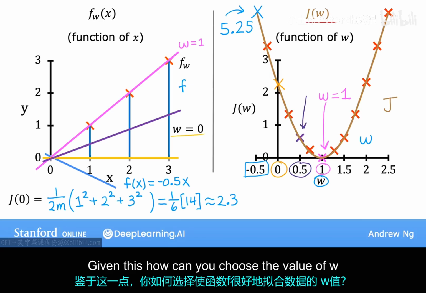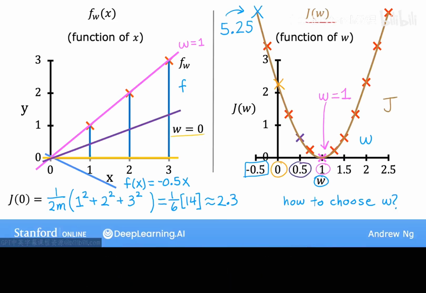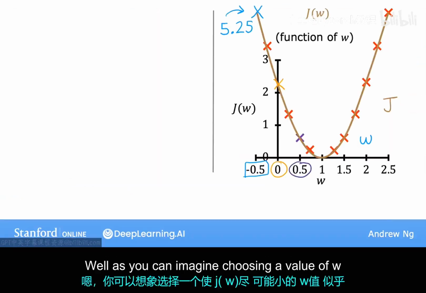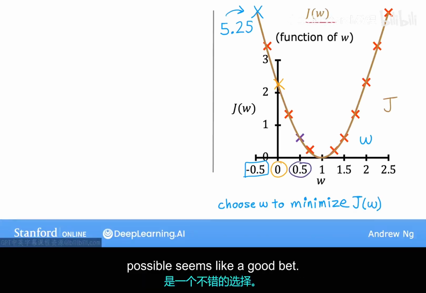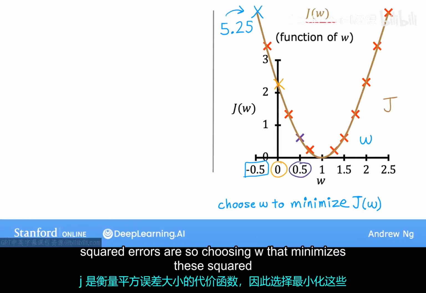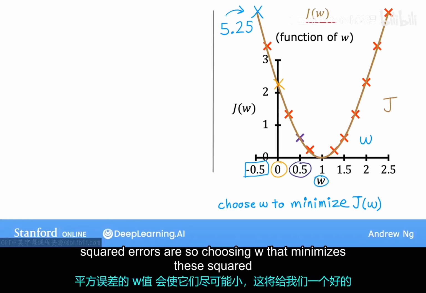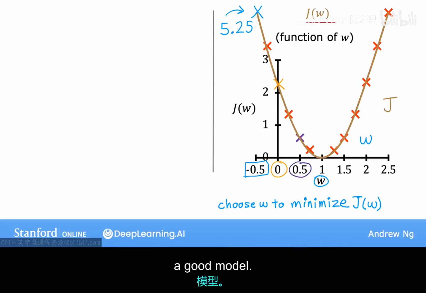Given this, how can you choose the value of w that results in the function f fitting the data well? Well, as you can imagine, choosing a value of w that causes J of w to be as small as possible seems like a good bet. J is the cost function that measures how big the squared errors are, so choosing w that minimizes these squared errors, makes them as small as possible, would give us a good model.